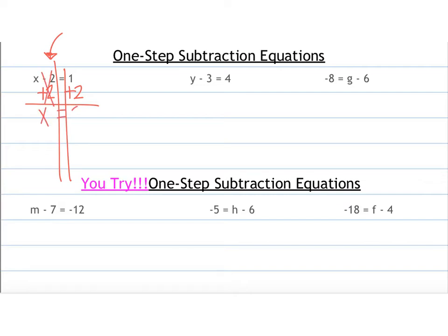So x equals 3. Put that back in. 3 minus 2 equals 1. Yes, of course it does. So then x equals 3.